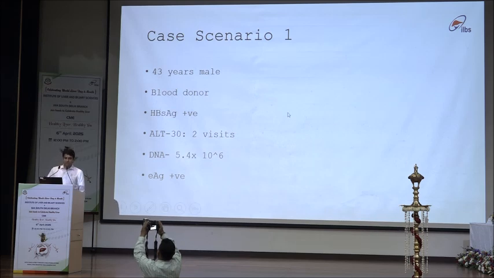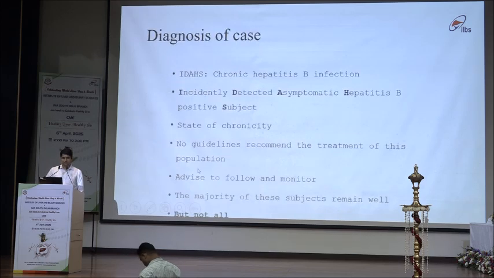So coming to the first case, a 43-year-old male subject who recently donated blood, and the blood investigation was found to have HBs antigen positive. His further evaluation in 2 visits showed normal ALT and DNA titers of 6 logs with E antigen positive. So, what is the diagnosis of this case?